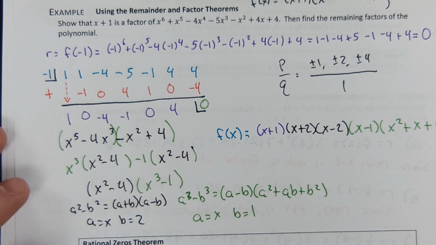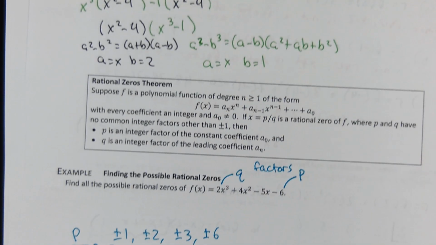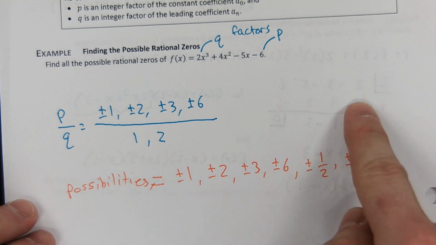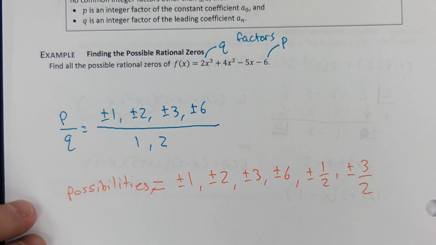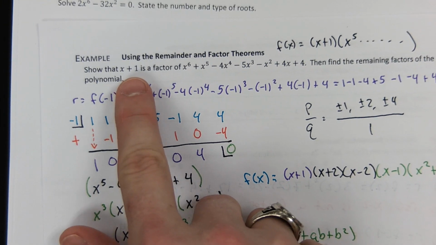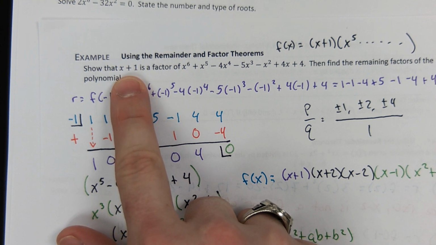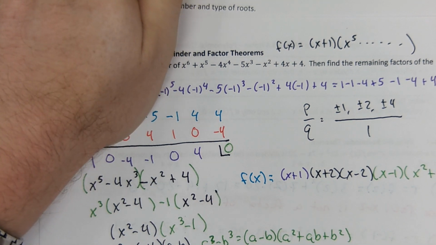And you would keep doing that until it got down to a degree that you could factor by hand or solve by hand if it didn't factor. And that is the whole point of the rational root theorem and the remainder theorem. It's so that I didn't have to tell you that x plus 1 was a factor. You would have just checked it.